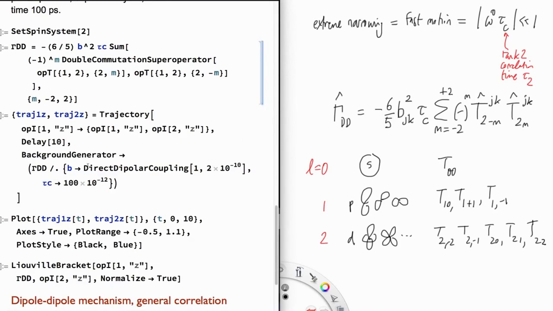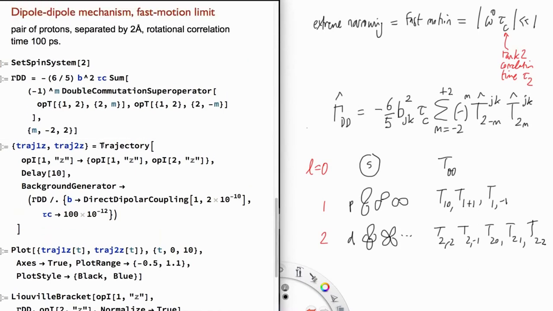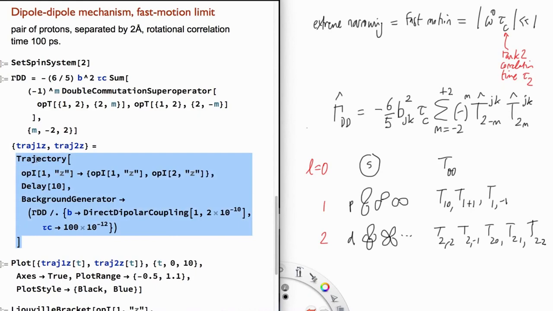And here, for example, I'm just using it in a calculation. So what calculation is involved here? I use the trajectory routine here. And when you use trajectory, you start with a density operator and you track one or more operators. So here I'm starting with I1z. This is a loose way of specifying a state with z polarization of spins of type 1. And I'm going to track what happens to I1z and I2z.